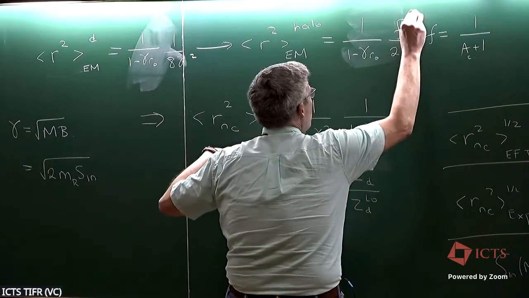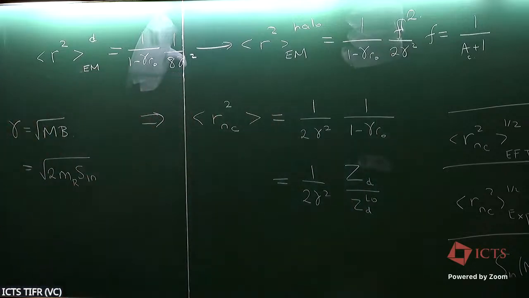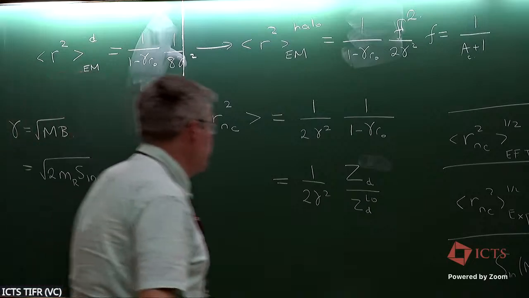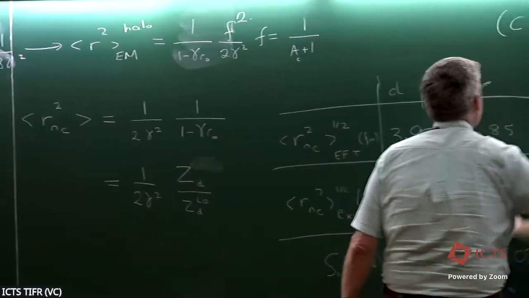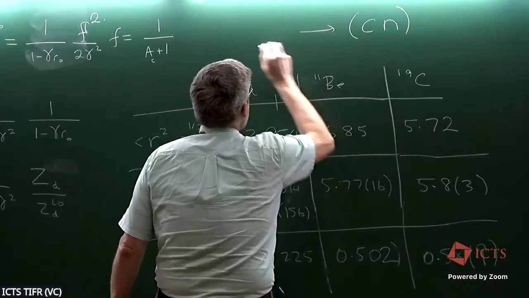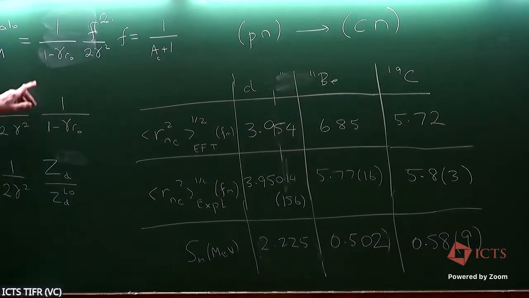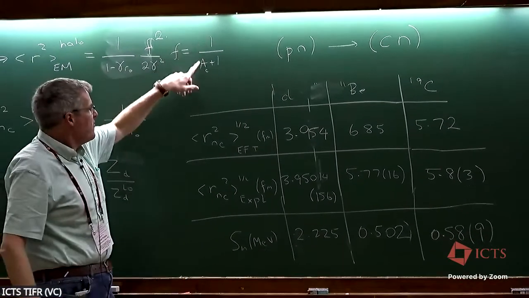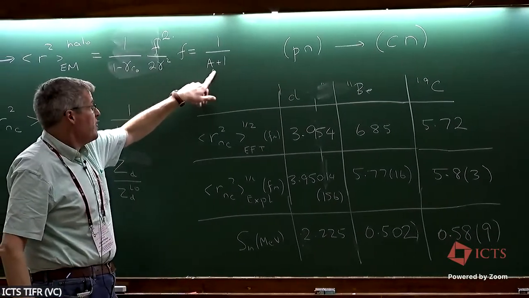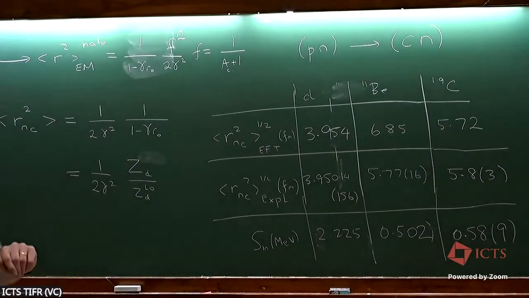All right, so I'm going to claim without proof, but maybe we can do it as an exercise, that if you generalize this result to the case of unequal masses, in other words, to the case of a weakly bound state between a core and a neutron, rather than the weakly bound state of the proton and a neutron, then you get this formula where F is 1 divided by the mass number of the core plus 1. So for the proton, A sub C is 1. But for beryllium-11, A sub C is 10.